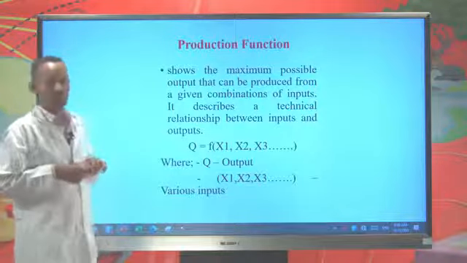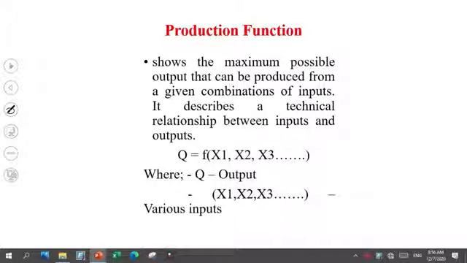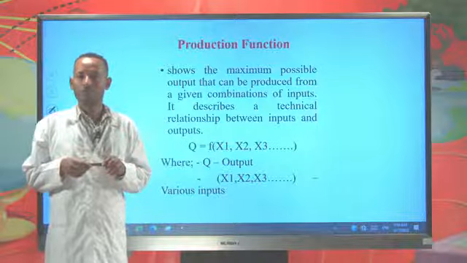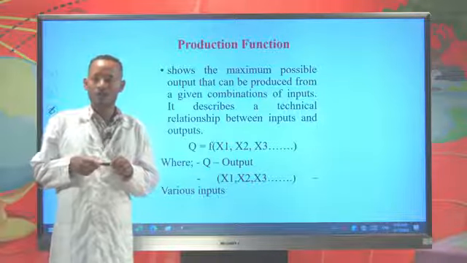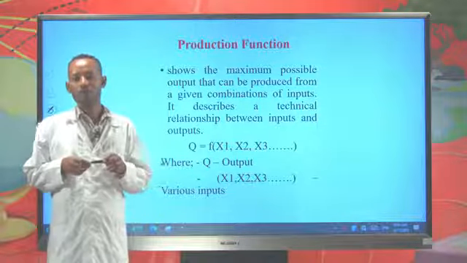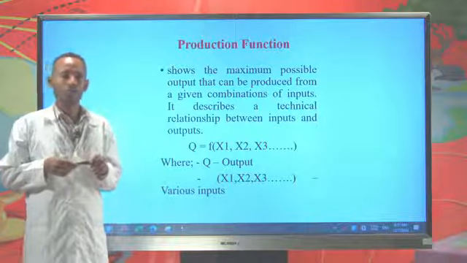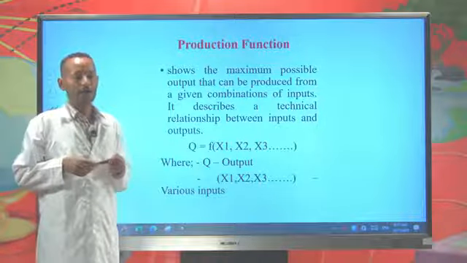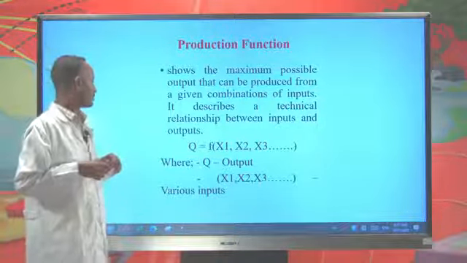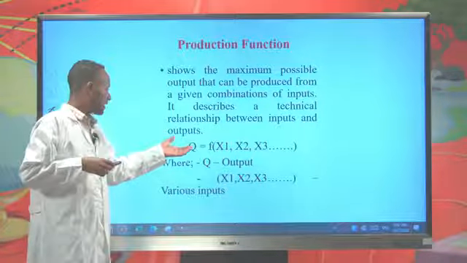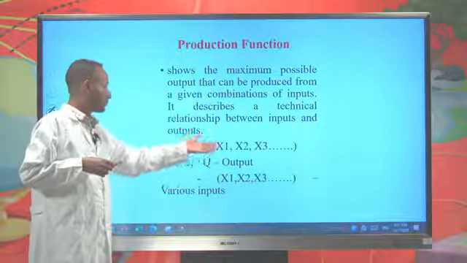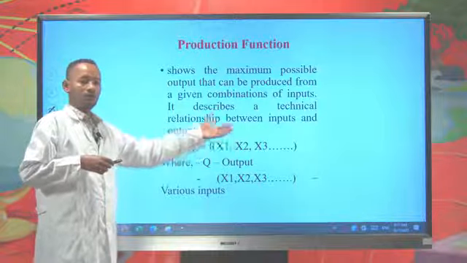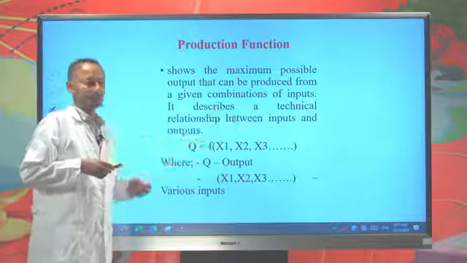Production function shows the maximum possible output that can be produced from given combinations of inputs. It also describes the technical relationships between the various amounts of inputs used in production and the resulting output. So, the output is a function of the inputs: land, labor, fertilizer, seeds, and the like.